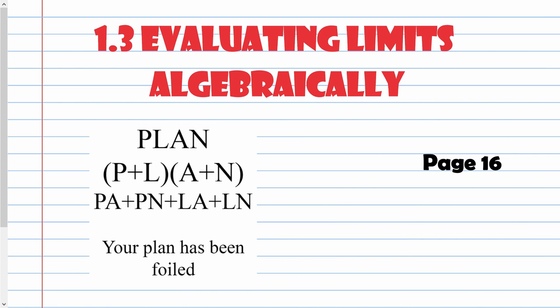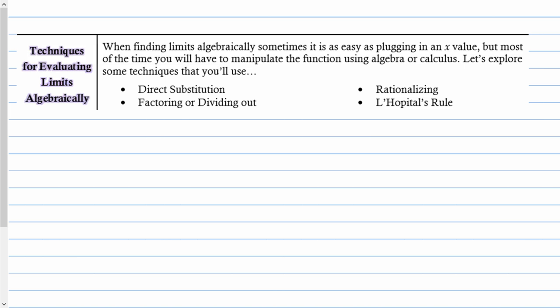1.3, evaluating limits algebraically. So now we're to the part where we actually just get to do the algebra to find the limits. The techniques for doing them algebraically are just directly substituting in whatever x value we're approaching. That's the easiest. Sometimes we have to factor or divide out in order to be able to do the limit. Other times we're going to have to rationalize.